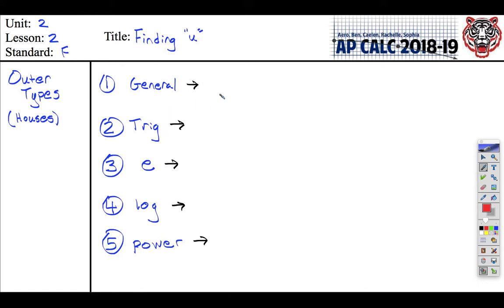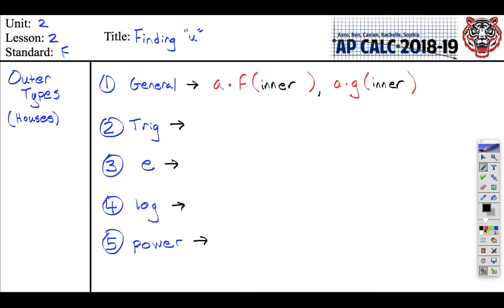The general house will look like this. A times some function, and then parentheses, this is where the inner lives. Another way that you can do this, you can have a different type of function. So you could have a times g of something. This is where the inner is. The inner is inside the parentheses. And that's going to be true for all of these. All right, so we know what the general house looks like. It's some function times a, and a might be 1. Assume that a isn't 0, otherwise it's trivial.